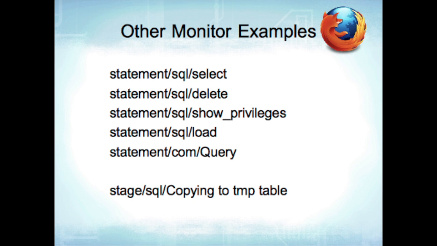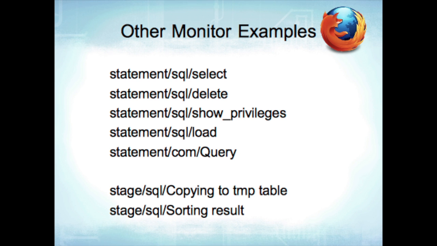So stage, you might think, aha, this looks like show processlist. And everything that could show up in show processlist is here. Copying to tmp table is one of them, and it looks like this with the spaces. Sorting result is another.